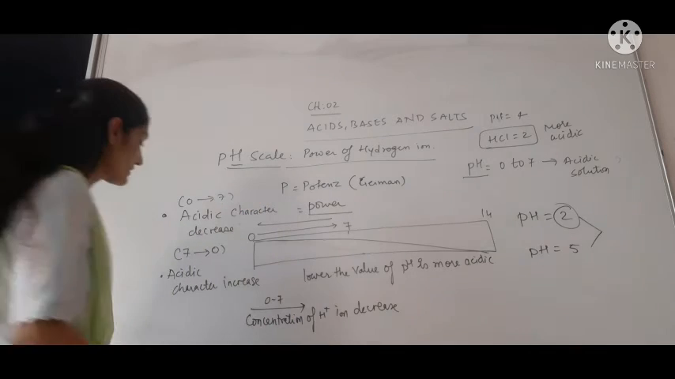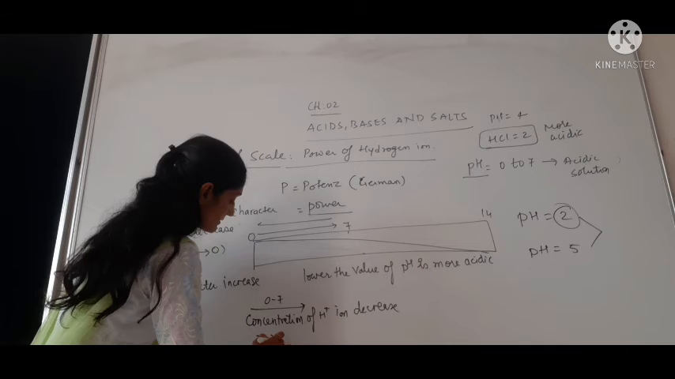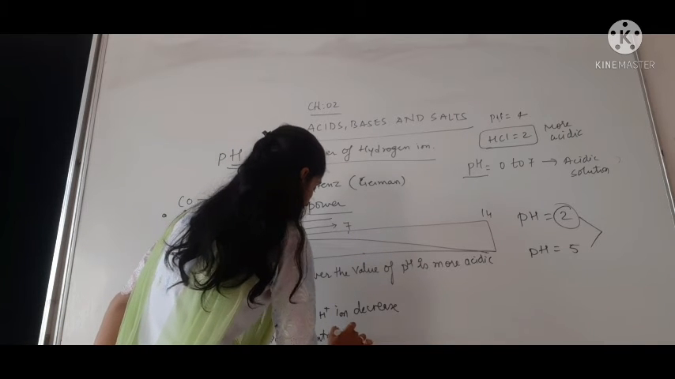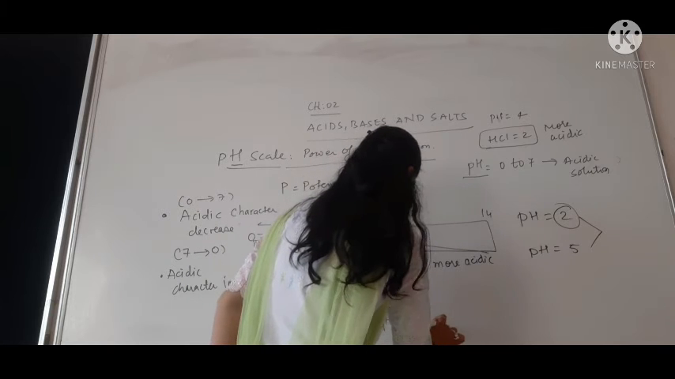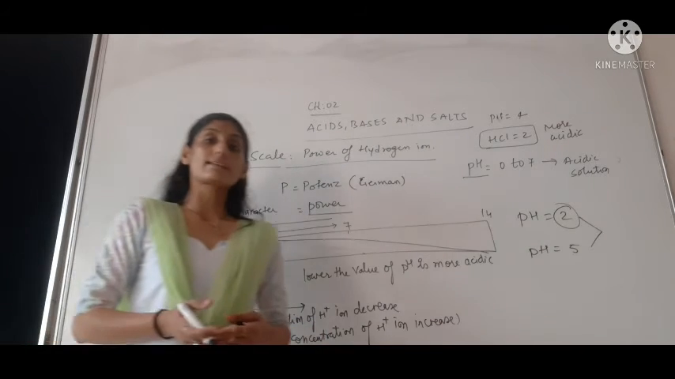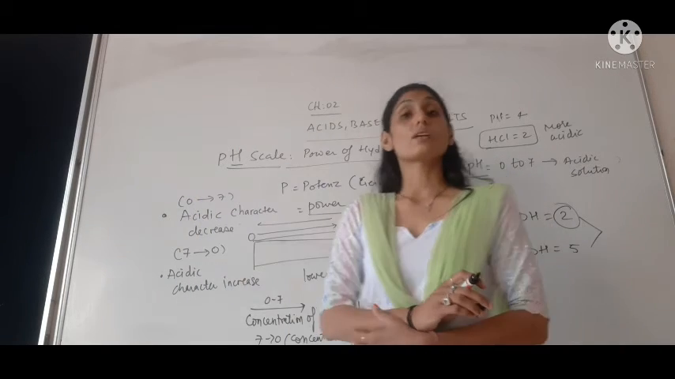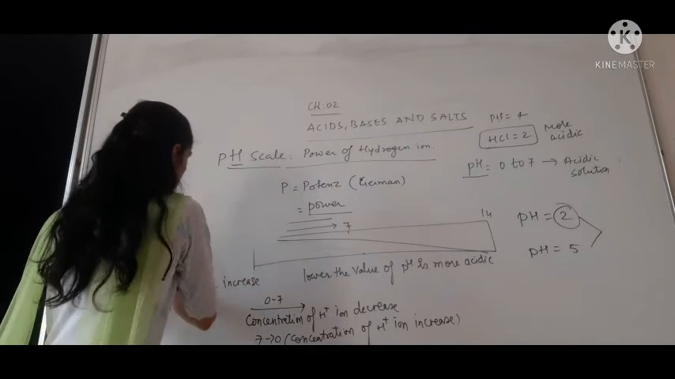Okay? But if you are moving from 7 to 0, you can say that the concentration of H plus ion increases. That means if the pH value is lower, more hydrogen ions will be produced, and their concentration in the solution will increase. That is all about acid what we have discussed. Again we are discussing once and then we are moving to basic solution.